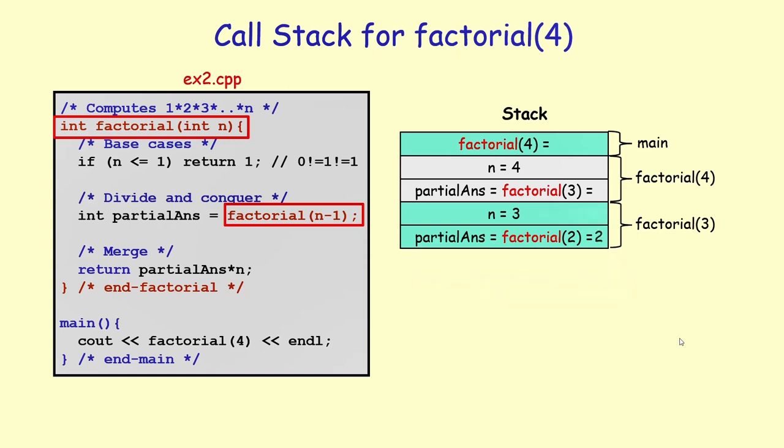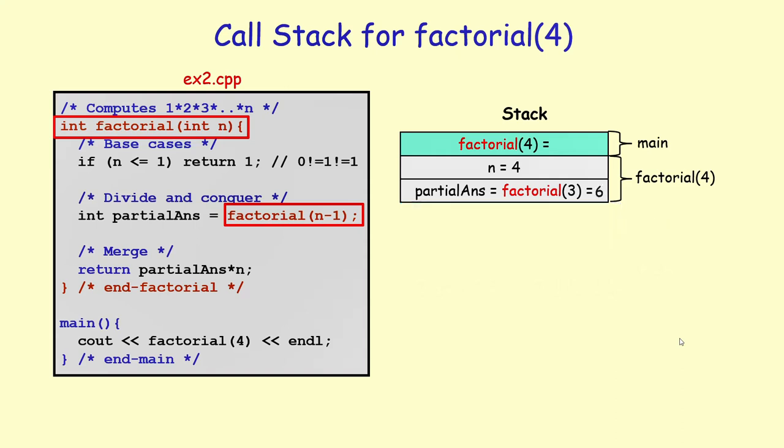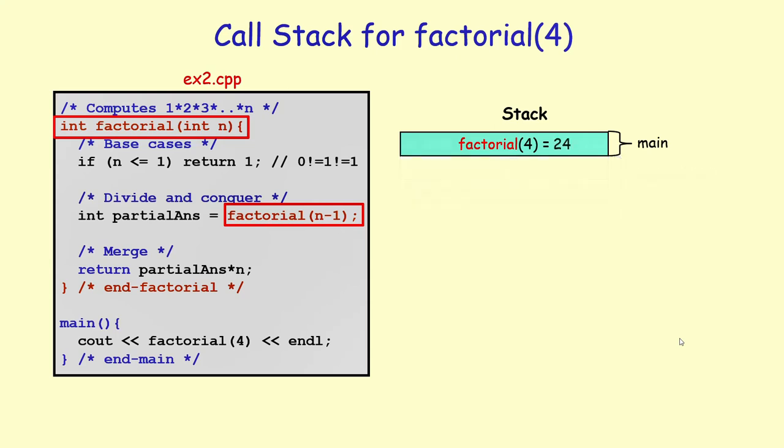We now return from factorial 2 into the context of factorial 3, assigning the return value into partial answer, which is 2. Now we continue executing the merge step that says partial answer times n, so it's 2 times 3, that's 6, and we return into the context of factorial 4. The value of the partial answer is 6. We continue with the merge step, partial answer times n, so that's 6 times 4, that's 24. Now we are within the context of main, and we print the value of 24 on the screen.